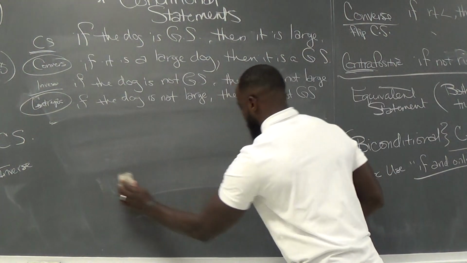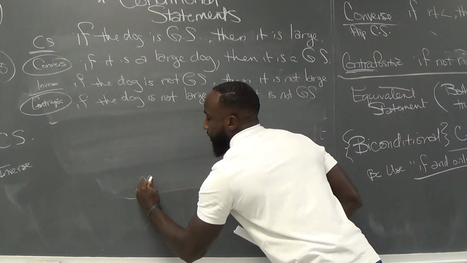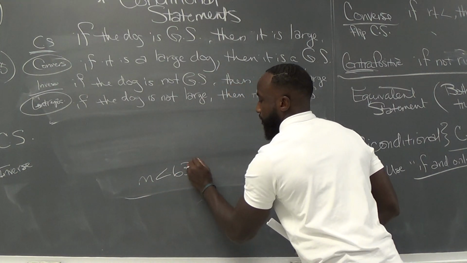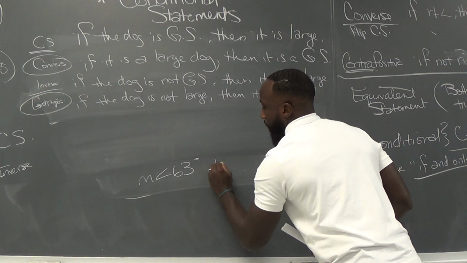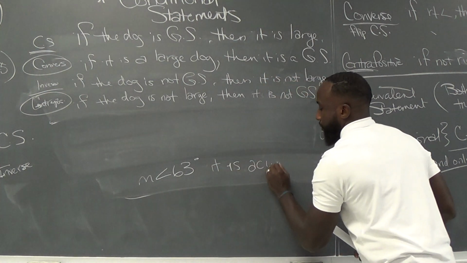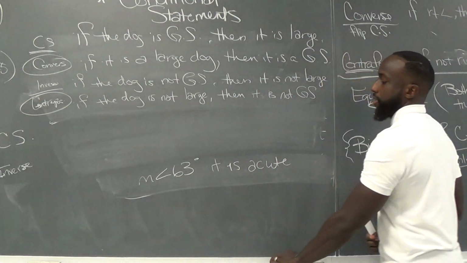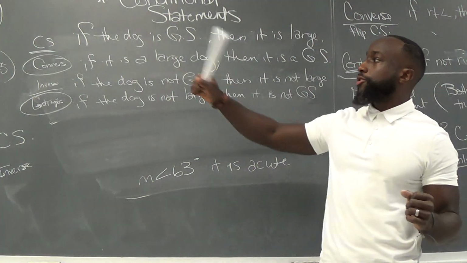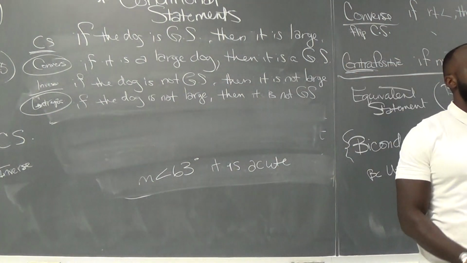I got another example. Write this down. Measure of an angle is 63 degrees. It is a cube. That's false. Make a conditional statement, a converse, inverse, and a contrapositive.